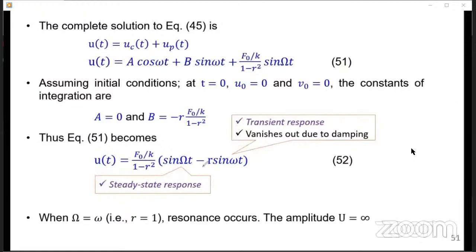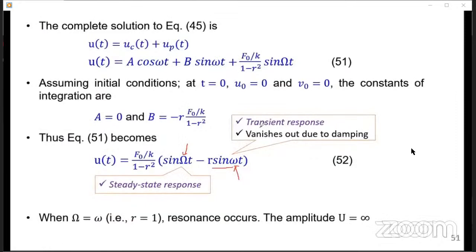Now, if you look at this, this is Ohm, the frequency of the forcing function, and this is omega, the frequency of the free vibration. So for the free vibration, this part is only present for a certain time, and then it dies out due to damping. So we call this the transient response.